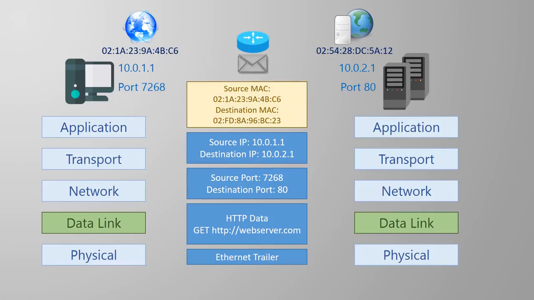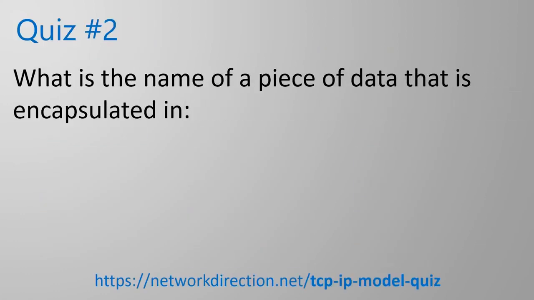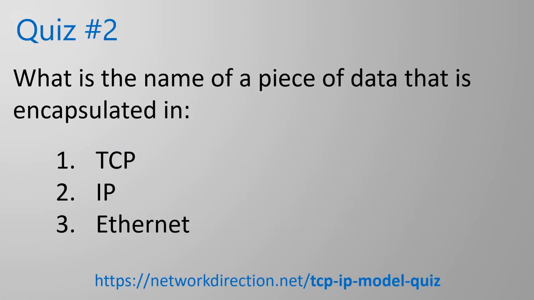When the frame reaches the router, it works out where it needs to send the packet by looking at the destination IP in the IP header. It then sets its own MAC as the source and the next device as the destination. If there are several routers in the path, the MAC addresses in the frame will be rewritten several times along the way. What are the names of each piece of data when they are encapsulated in TCP, IP, and Ethernet?